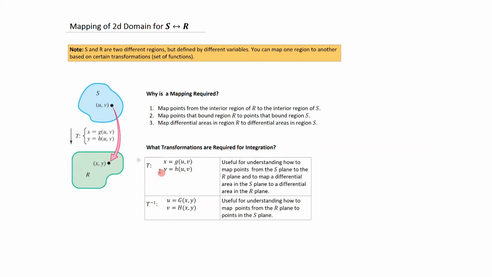So what is the purpose of the transformation T? Well, it's useful for understanding how to map points from the S-plane to the R-plane and to map a differential area in the S-plane to a differential area in the R-plane. And T inverse, what is its purpose? It's useful for understanding how to map points from the R-plane to points in the S-plane. All right, so these are the things that we need, specifically in terms of boundary points.